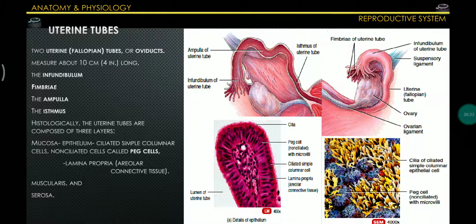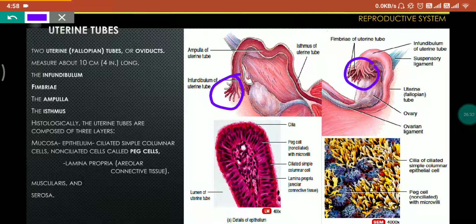Uterine tubes. There will be two uterine tubes or oviducts. We call them fallopian tubes. The fallopian tube has a starting part called the infundibulum of the uterine tube, with finger-like structures called fimbriae, which is open, followed by the ampulla, a wide structure. So infundibulum and then ampulla, and it receives the ova into it.